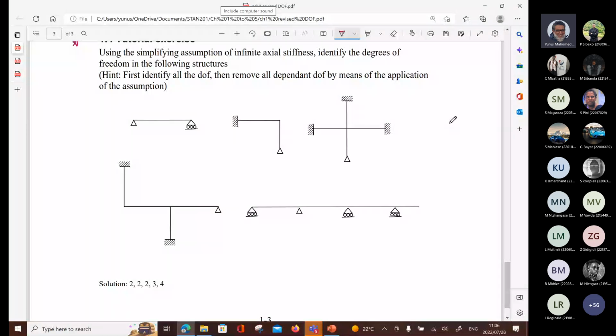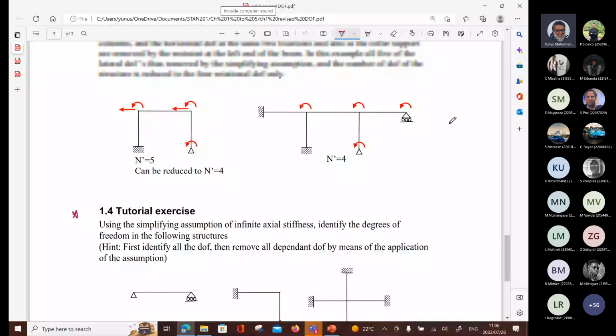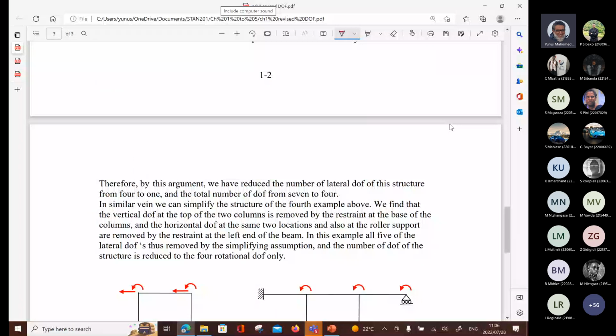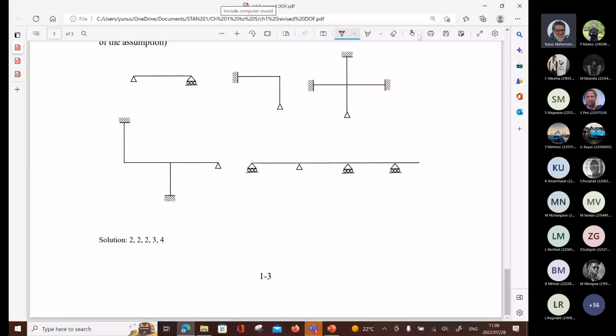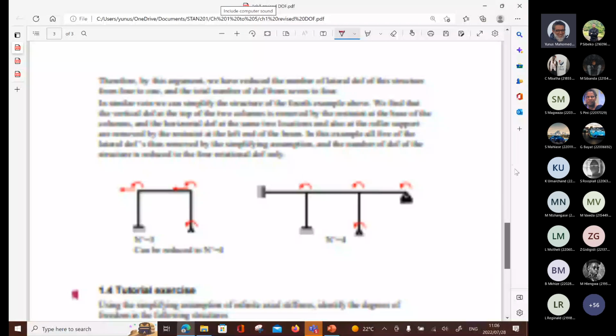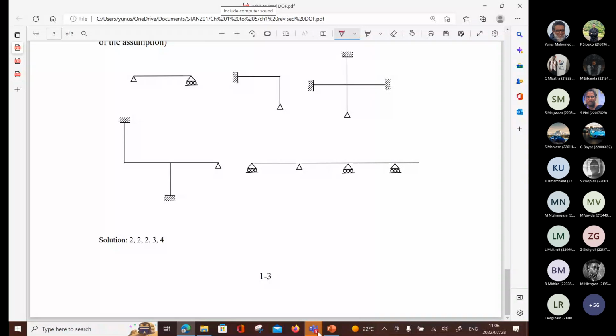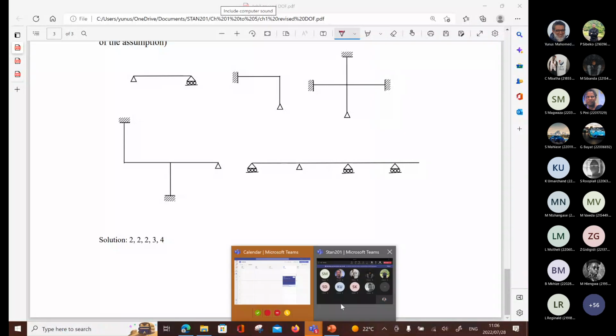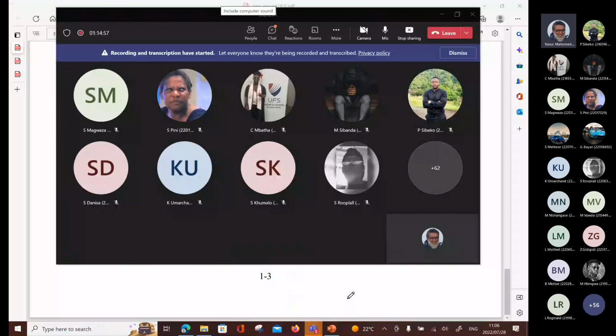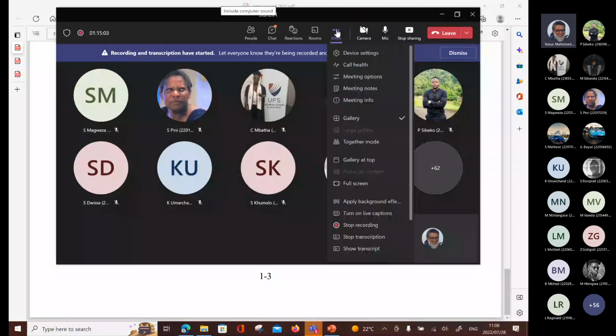The first method, moment distribution, we don't concern ourselves too much with degrees of freedom. We just look at how many unknowns we have to solve for in terms of reactions. So different methods have different things that we concern ourselves with. Okay, so that's degrees of freedom. I'll stop with that for now. That's the first part of our lecture. Let me stop this recording.